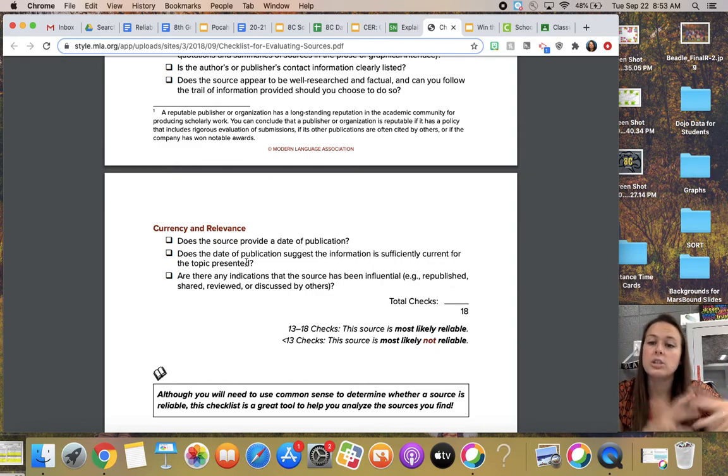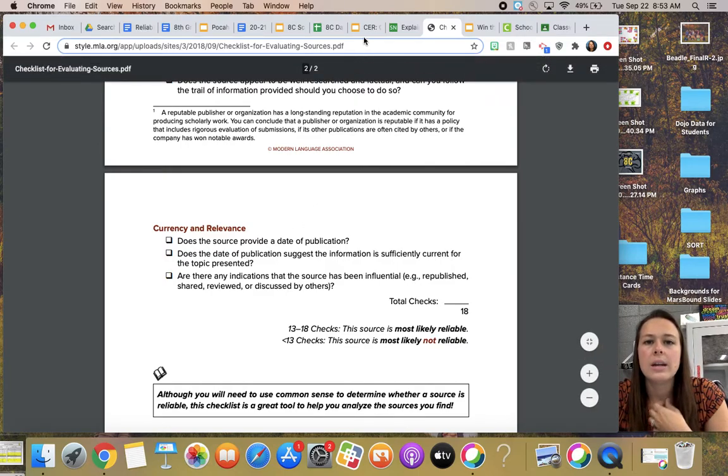So basically this checklist, you'll go through and make check marks on it, or you can read through them and keep track of it. But there are a total of 18 check marks. If it comes up with 13 or more, then it is probably a reliable resource, something that we can use. If it comes up with less than 13, it is probably not reliable, and it's probably not something that we're going to want to use.